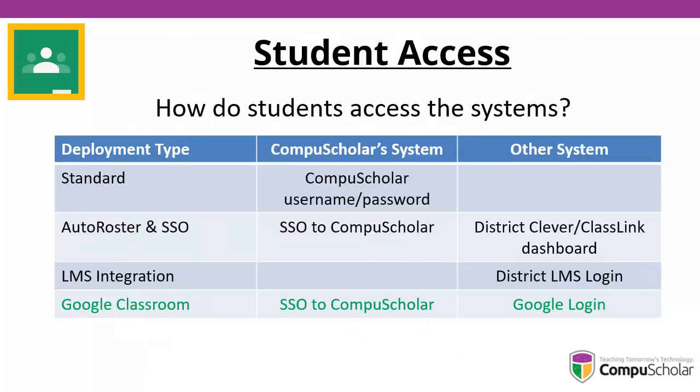In terms of student access, if you're using our standard deployment model, then they would log directly into our main login page with their self-selected CompuScholar username and password. With the Clever and ClassLink integration, that's single sign-on, so students would log into the district's Clever or ClassLink dashboard first and then click their way into CompuScholar system through single sign-on. If you're doing Canvas or Schoology, then students would log directly into that learning management system. They wouldn't have a CompuScholar account at all.